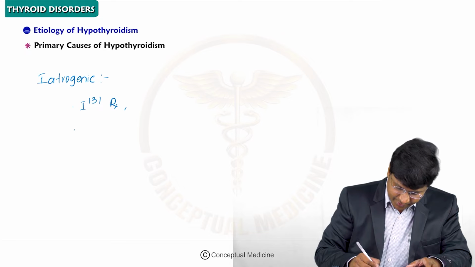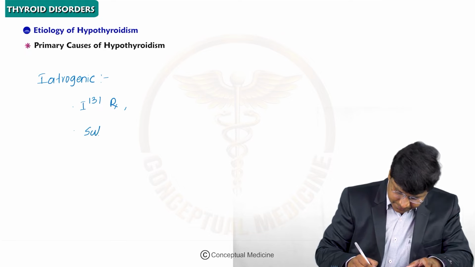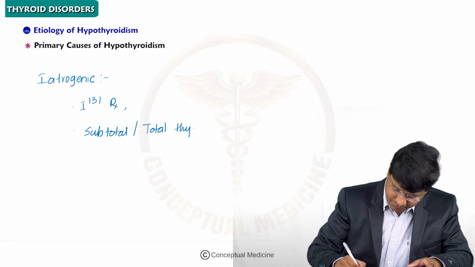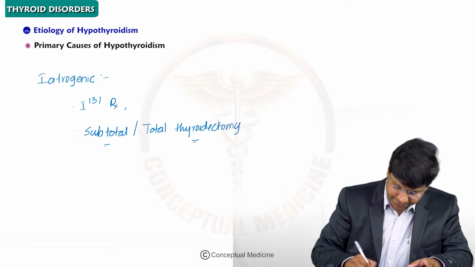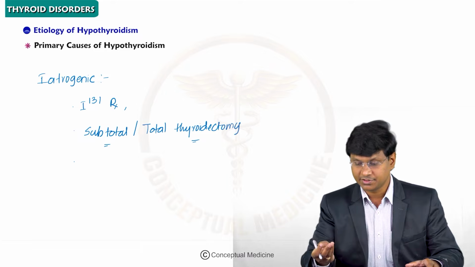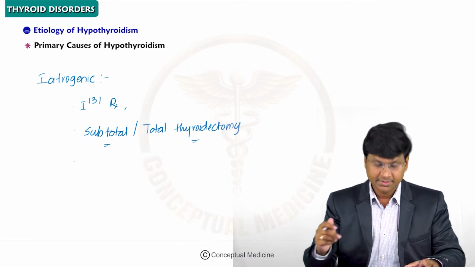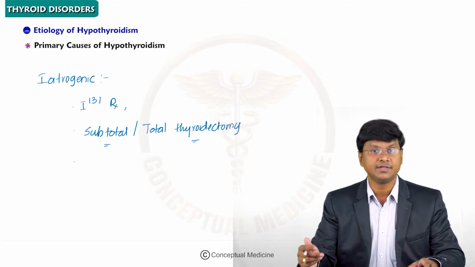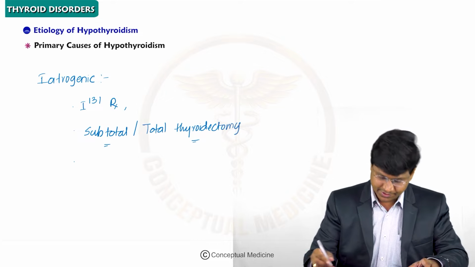And the other important iatrogenic cause is subtotal or total thyroidectomy. In case of goiter, a large goiter which is causing pressure symptoms on the esophagus or trachea has to undergo resection. So, when you do a total or subtotal thyroidectomy, the individual may land up in hypothyroidism.